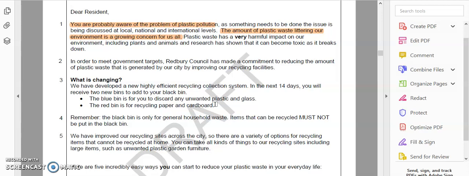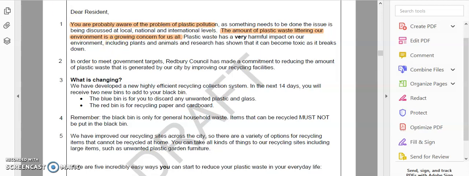Now, in terms of opinion, we've got these two here. You are probably aware of the problem of plastic pollution. Again, that's an opinion. Sure, most people might have heard of it, but we can't really prove that one way or the other, can we? That's somebody's opinion that the person reading this is going to know about it. The amount of plastic waste littering our environment is a growing concern for us all. Again, that's an opinion. It might not be a growing concern for some people. Some people might not care. As long as their life goes on as normal, they don't care what goes on around them. Other people might not know, so it's not going to be a concern for them, is it? So again, that's an opinion.